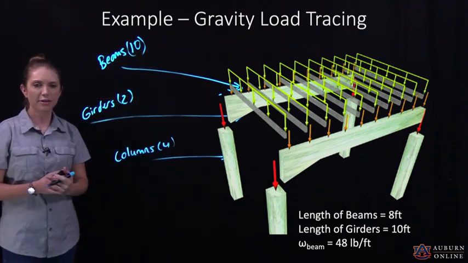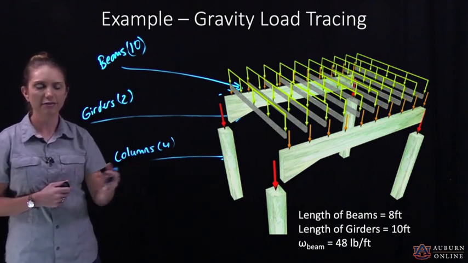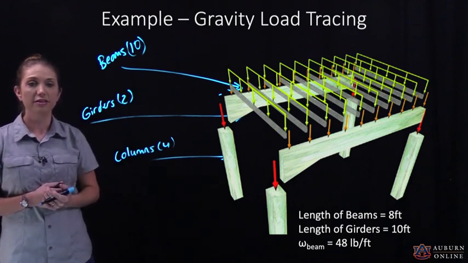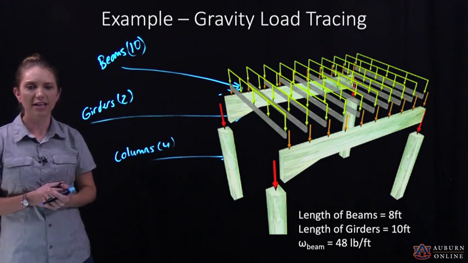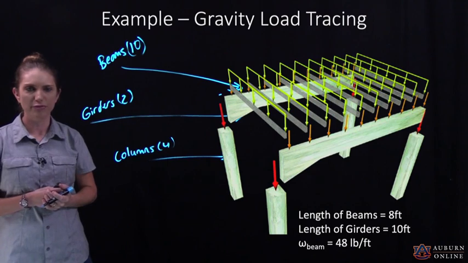If we look at the bottom here, we have some given information about the structural system. We know that the length of the beams is 8 feet. The length of the girders is 10 feet, and the uniform loading on the beams is 48 pounds per foot.